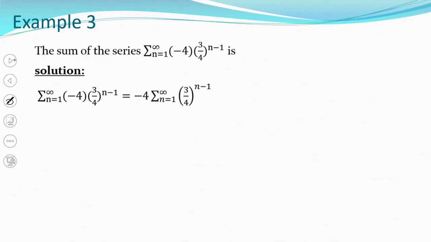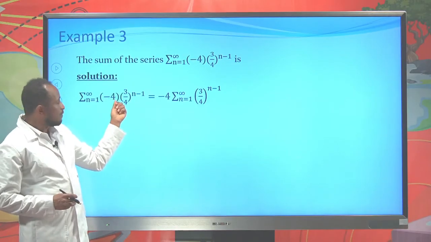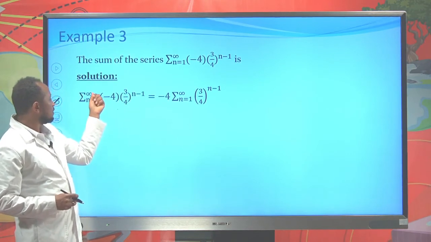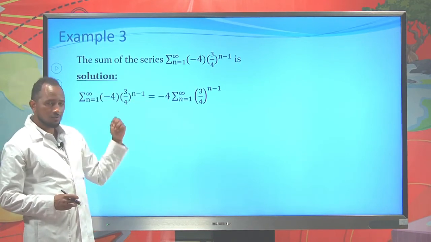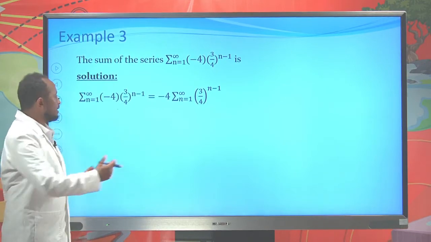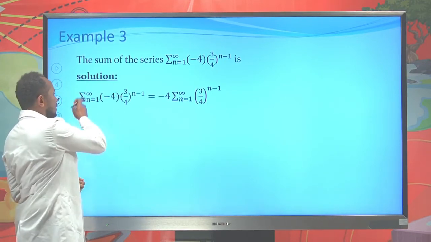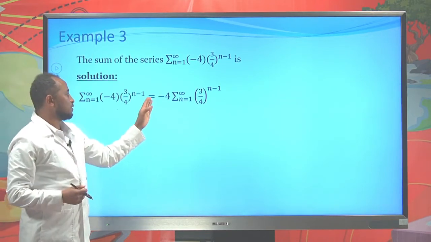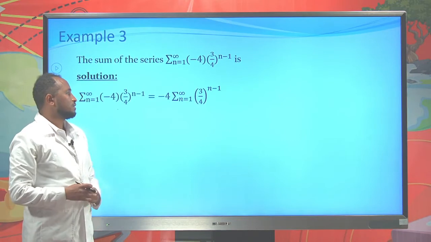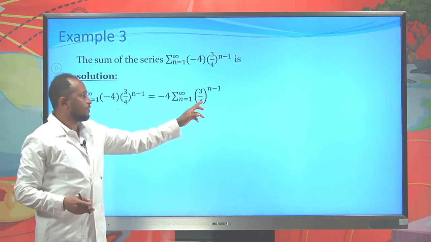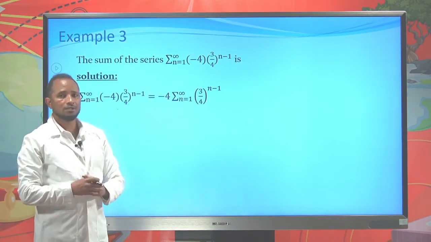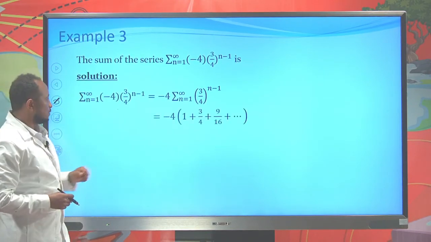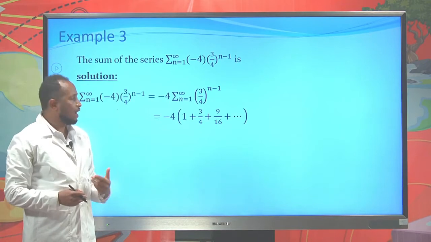So here, the sum of -4 times (3/4)^(n-1), n starting from 1 up to infinity. Using the summation property, you can take -4 outside of the summation notation. So this is equal to -4 times the summation of (3/4)^(n-1), n starts from 1 up to infinity. This -4 is factored out.